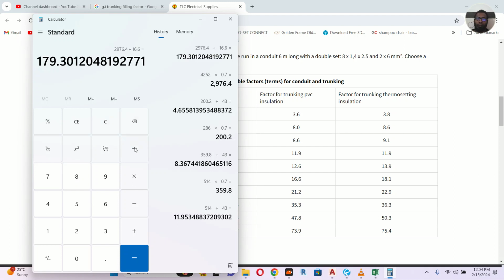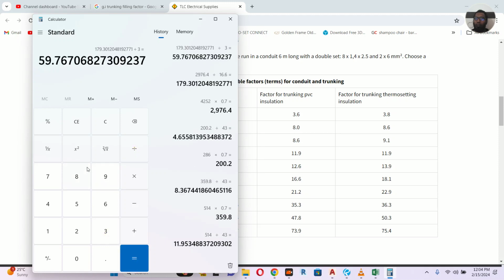If I divide it by 3, almost 59 circuits you can run. Each circuit has 3 wires, so 59 circuits in a 100 by 100 trunking. So this is how we calculate, but how will we mention it in the drawing?